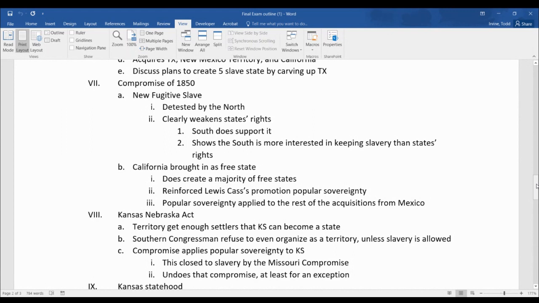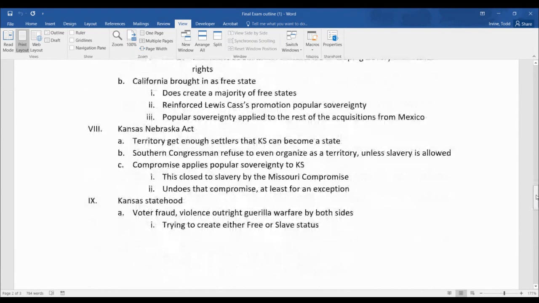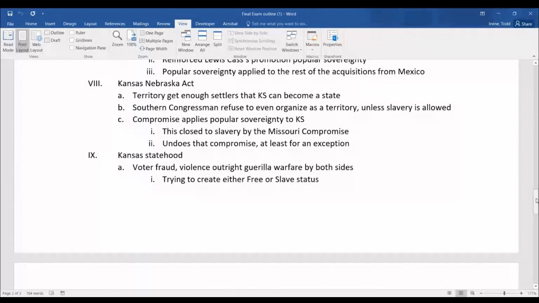All right, Kansas-Nebraska Act. Right? Note that this also picks up popular sovereignty. The Kansas-Nebraska Act basically is seeing Kansas getting enough settlers to become a state. The Southern congresspeople are refusing to organize unless slavery is specifically allowed. Right? Note that's different than popular sovereignty. They don't want to allow people to go in and vote to choose to be free or slave at first. They want it to be a slave state, period.